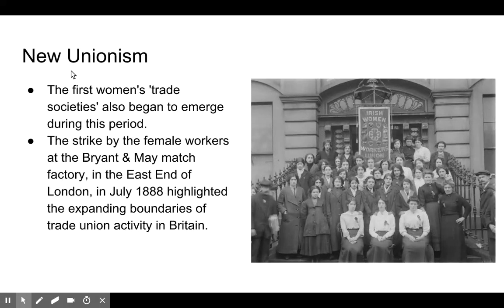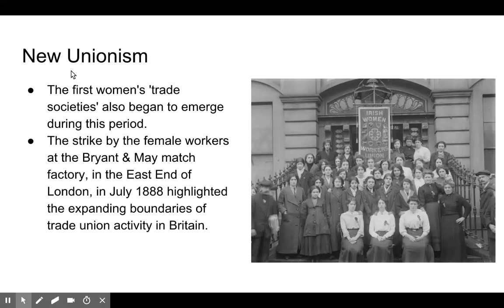Finally, you get something known as the new unionism. A lot of the unions, as they grow and become more official and more accepted, start realizing that even though they are exclusive, they're protecting the English male worker. Maybe not people of some lower class areas of England. Definitely not women. And we all know that women were working in these factories as well. So under new unionism, you have other groups being protected by unions who were often vulnerable, not being protected before. So you get the first women's trade societies beginning to emerge.